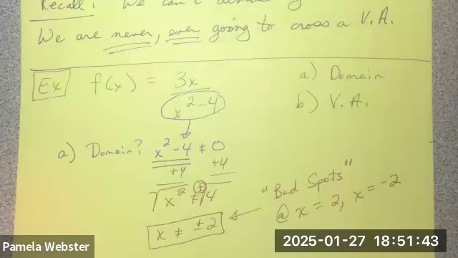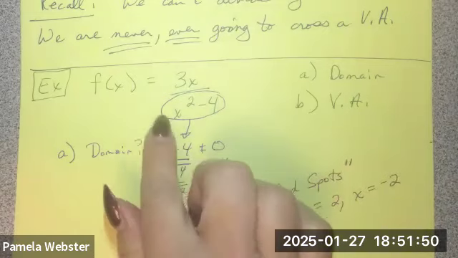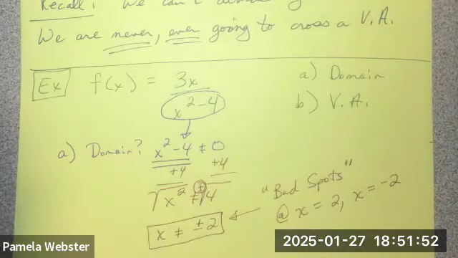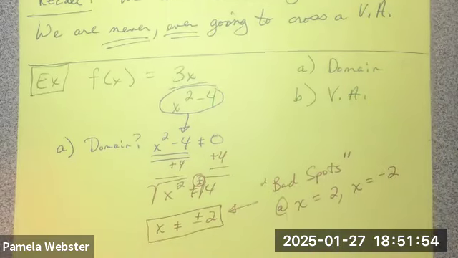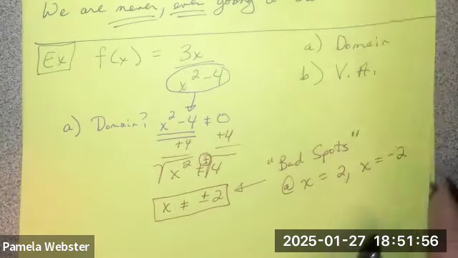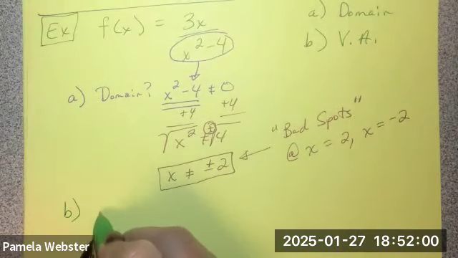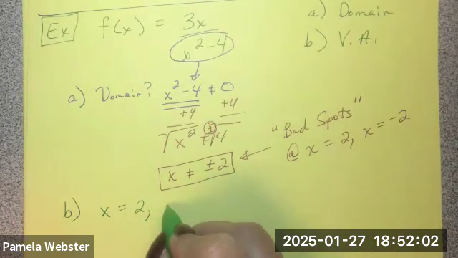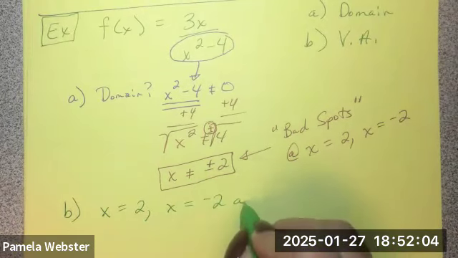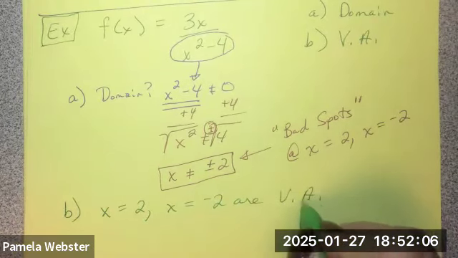Okay, so we find the domain because we're looking to see, hey, where are my trouble spots, right? What's going to cause me issues? Okay, but what we see is the vertical asymptotes, part B here. We've actually already done it. x equals 2 and x equals -2 are my vertical asymptotes.